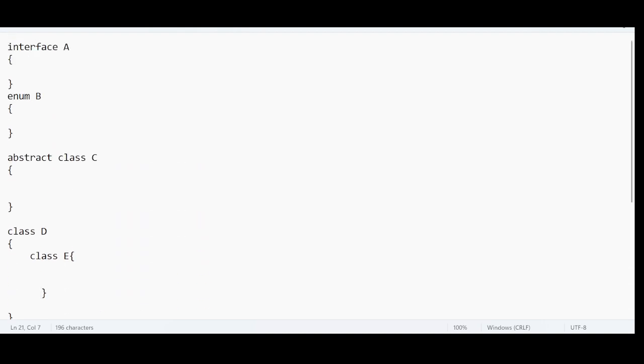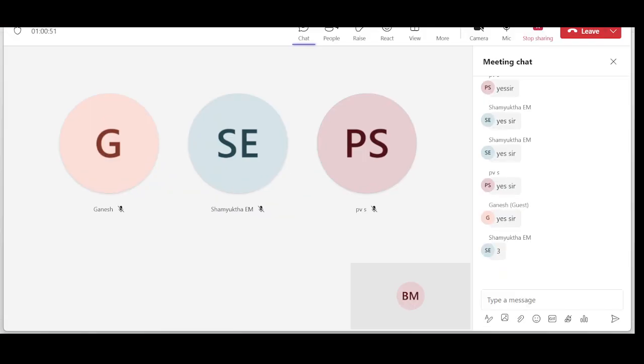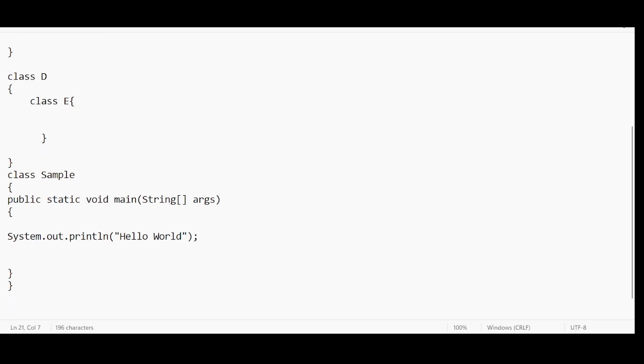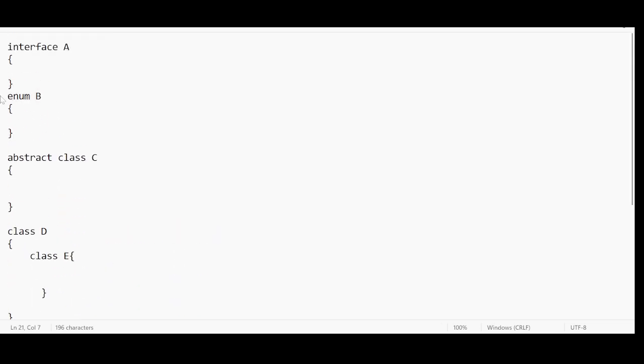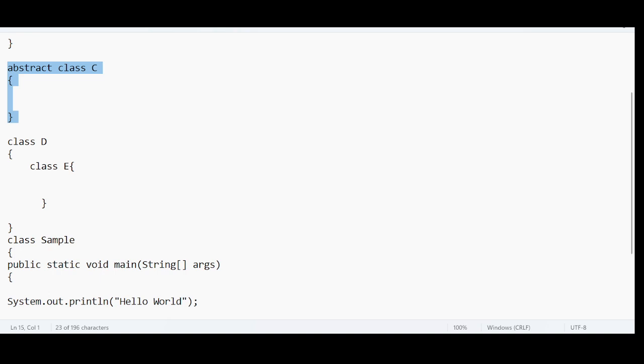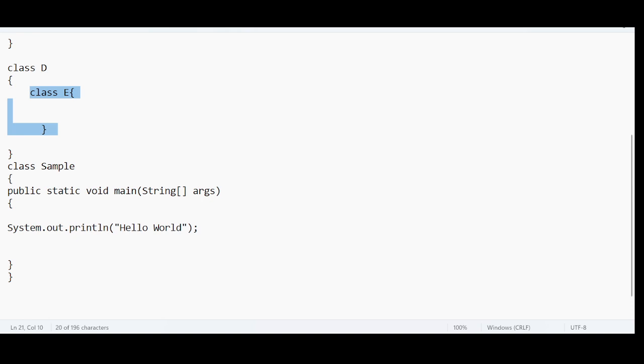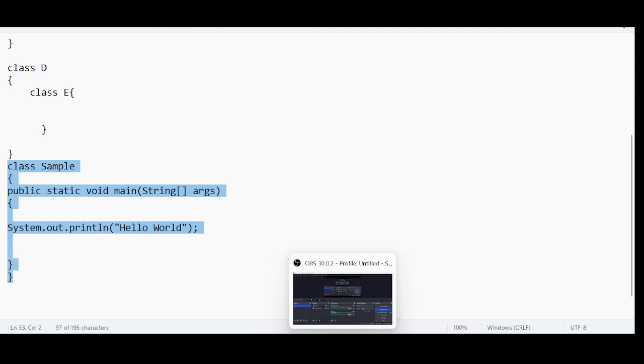Now count this. For the interface, one .class file will be generated, for the enum a second .class file, for the abstract class a third .class file, for the outer class a fourth .class file, for the inner class a fifth .class file, and for the Sample class, totally 6 .class files should be generated.